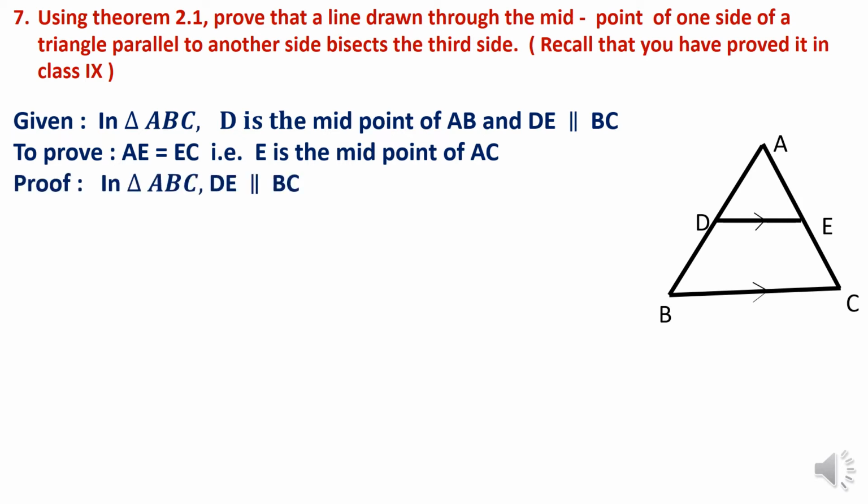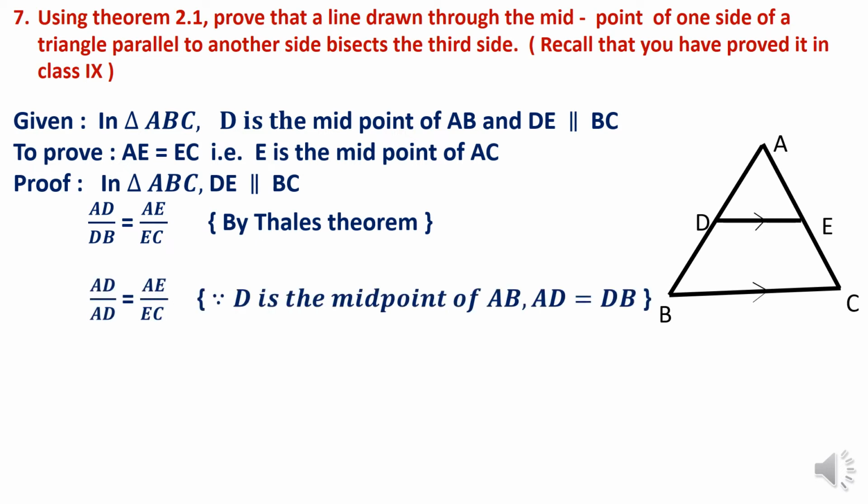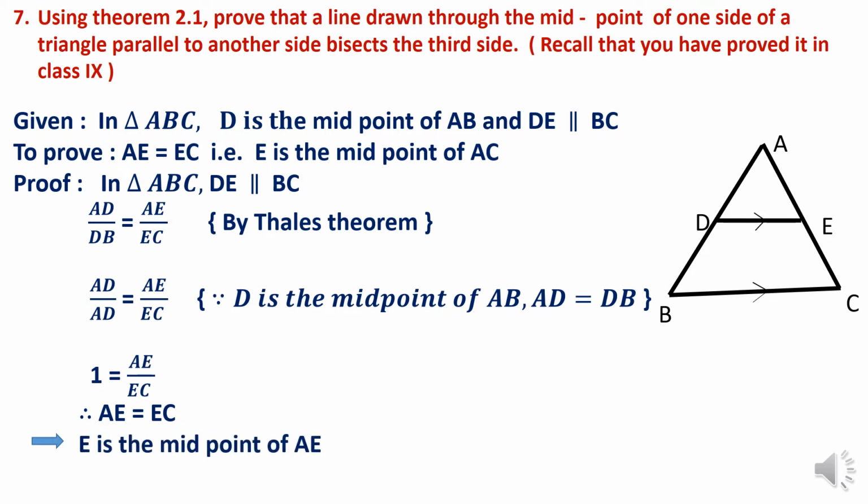Consider triangle ABC in which DE is parallel to BC. By Thales theorem, AD upon DB is equal to AE upon EC. Since D is the midpoint of AB, replacing DB as AD, AD upon AD is equal to AE upon EC. By simplifying, AD gets cancelled. 1 is equal to AE upon EC. Therefore, AE is equal to EC. Implies that E is the midpoint of AC, or DE bisects the third side AC.